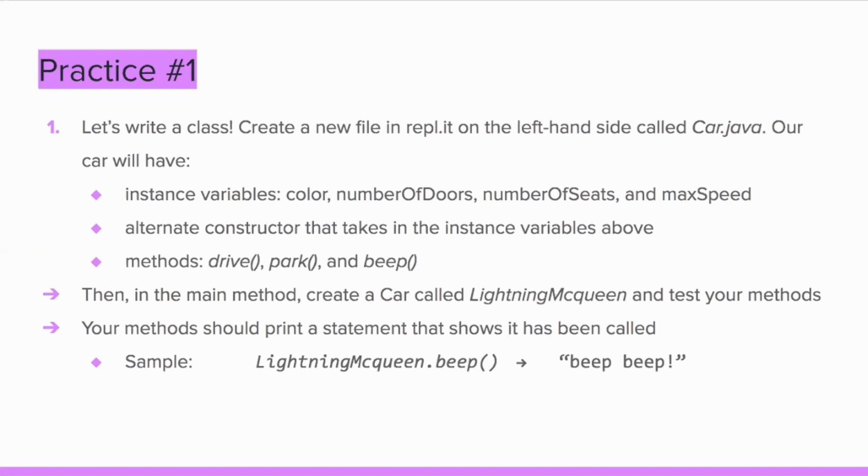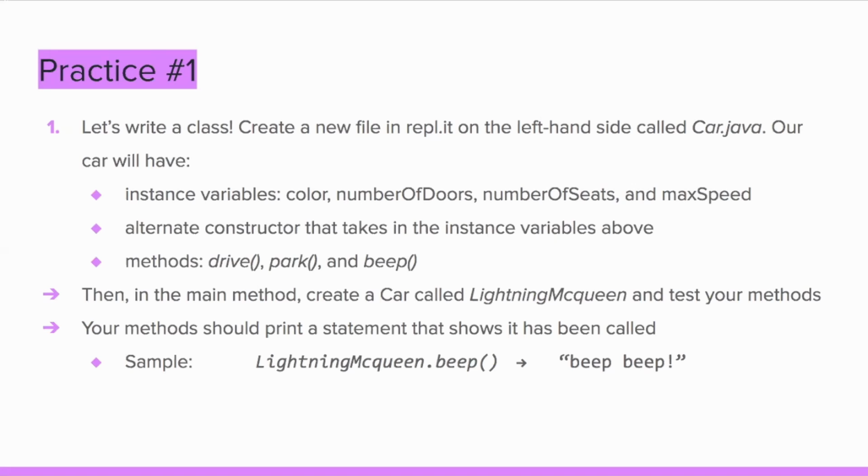Now let's write a class. We'll create a new file in Replit on the left-hand side and call this car.java. Our car class will have instance variables color, number of doors, number of seats, and max speed. We'll have an alternate constructor that takes in the instance variables above. You do not need to write a default constructor. Finally, we'll also have 3 methods: drive, park, and beep.